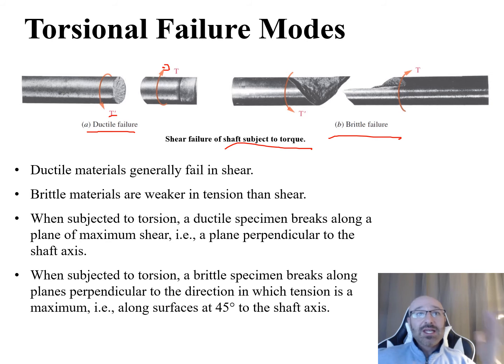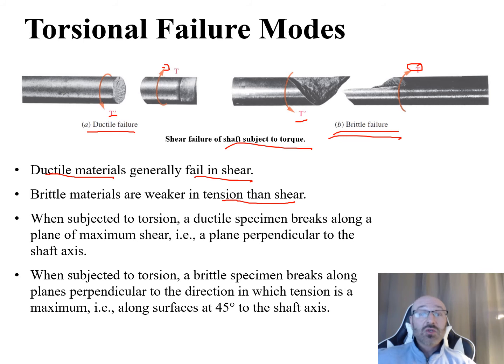It's a very clean break right through there. Whereas for a brittle failure over here in B, we can see we still have this T and its equal and opposite T prime for the torque. When it's brittle, we can see it snaps along this distance, giving this kind of twisted shape to the break. So what this is saying is that the ductile materials that we see in part A generally fail in shear, whereas brittle materials are weaker in tension than they are in shear.